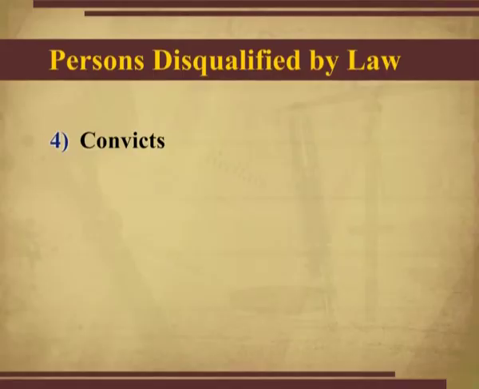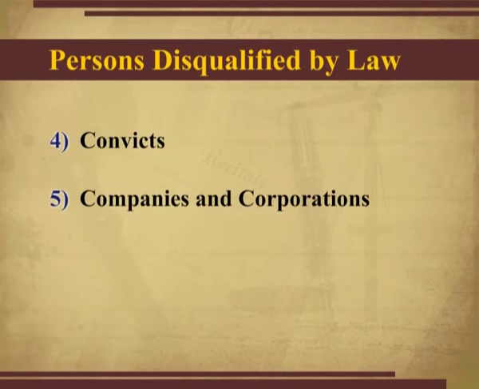Fourth are the convicts. A convict is a person who has been found guilty and convicted of an offence. A convict cannot enter into a contract while he is undergoing imprisonment. The fifth are companies and corporations. Joint stock companies and corporations are all artificial persons created by law. Thus, a contract entered into by such artificial persons will be valid only if it is within the powers conferred by the special act or memorandum of association.